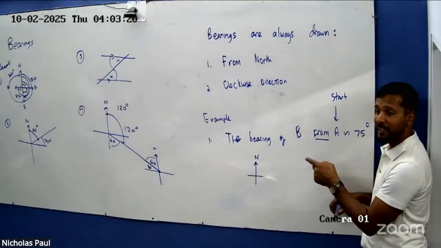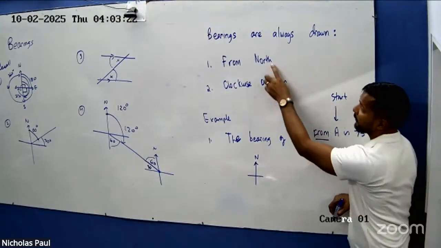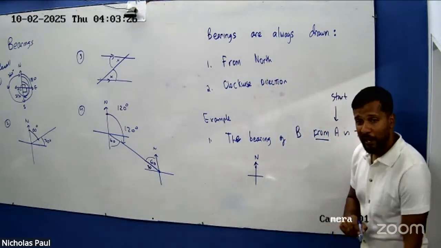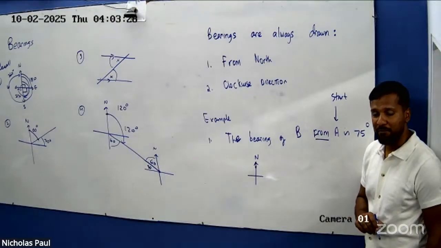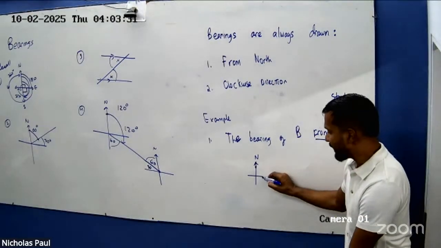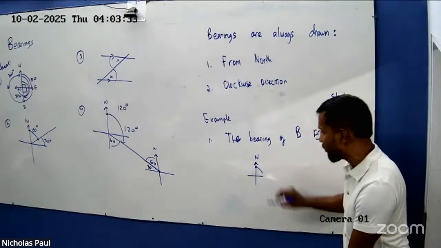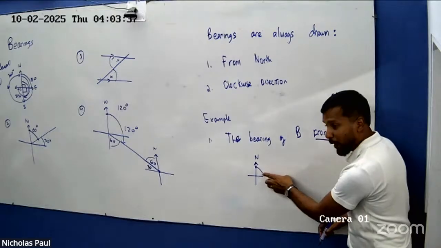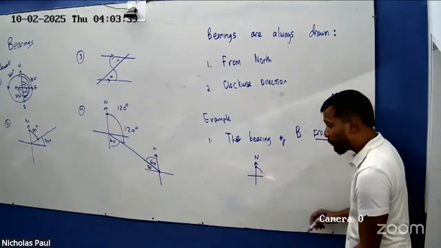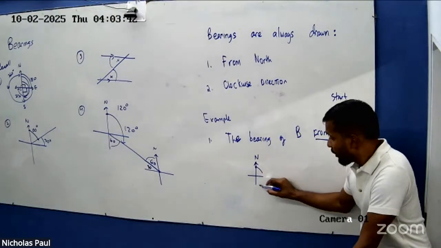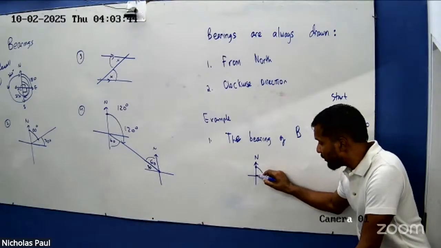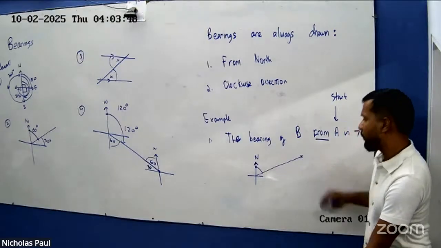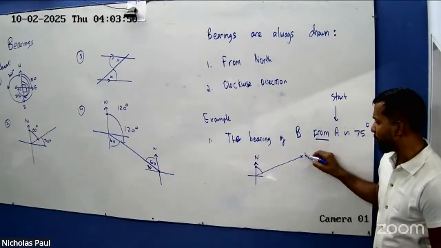How do you measure bearings? From north in a clockwise direction. So I'm starting right here and I'm going to estimate where 75 degrees is. Here's 90, so 75 might be just close to it. That's okay? Right where you stop, you draw a line from the middle to where you stop. And when you stop drawing that line, that represents the point.